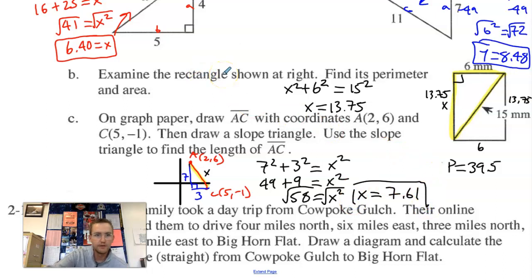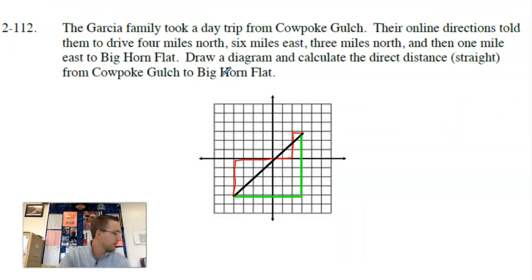Moving on to 112. If we drew a graph, we'd get a picture that looks something like this. We have the Garcia family taking their trip from Cowpoke Gulch. Their directions told them they had to drive 4 miles north, 6 miles east, 3 miles north again, and then 1 mile east to Big Horn Flat. So if they're starting down here, they're ending somewhere here. We want to find the straight line distance for how they traveled. So their route takes them on this red line that I have drawn here.